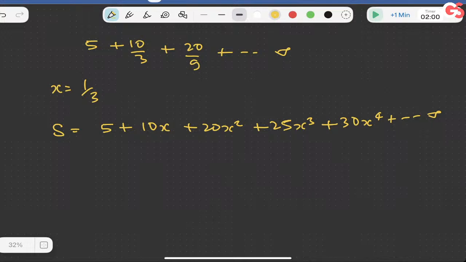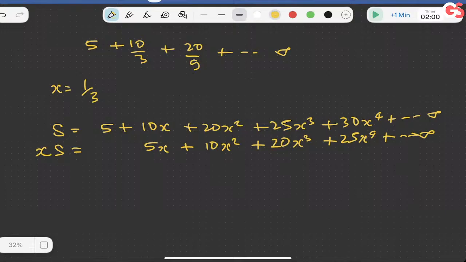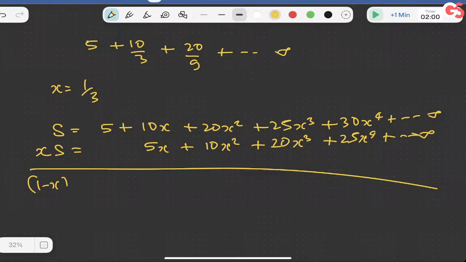Now, if I multiply this with x, what do I get? 5 becomes 5x. Just to avoid confusion, I'm writing 5x below 10x so that we can subtract it afterwards. This is 10x squared, this is 20x cube, this becomes 25x to the power 4. And now my life is really sorted. Why? Because if I subtract this, I'll get 1 minus x times S is equal to 5 plus 5x.